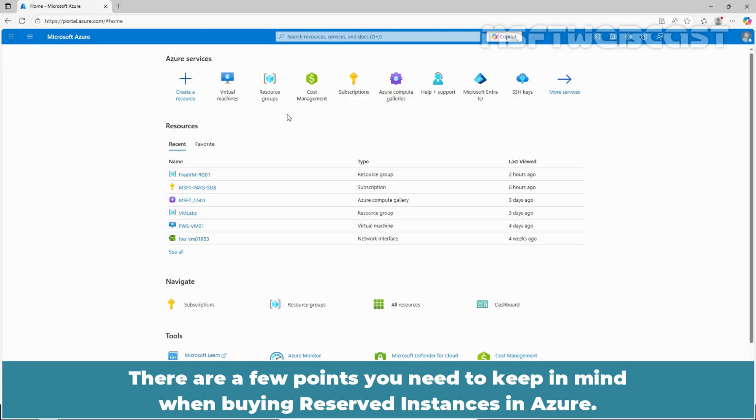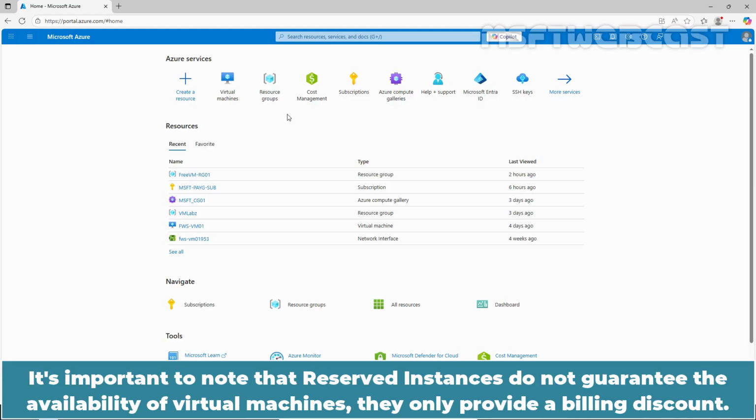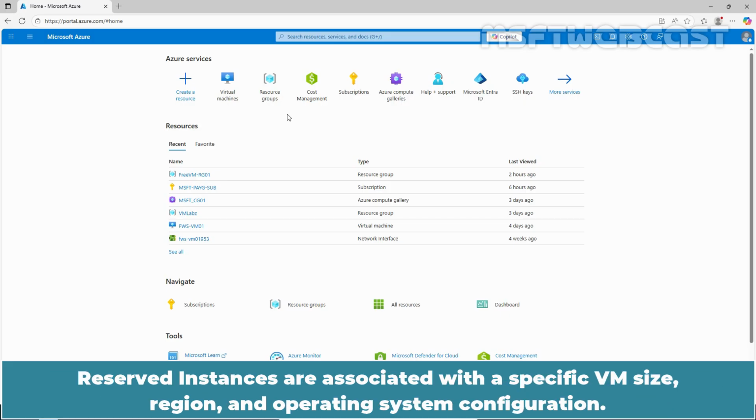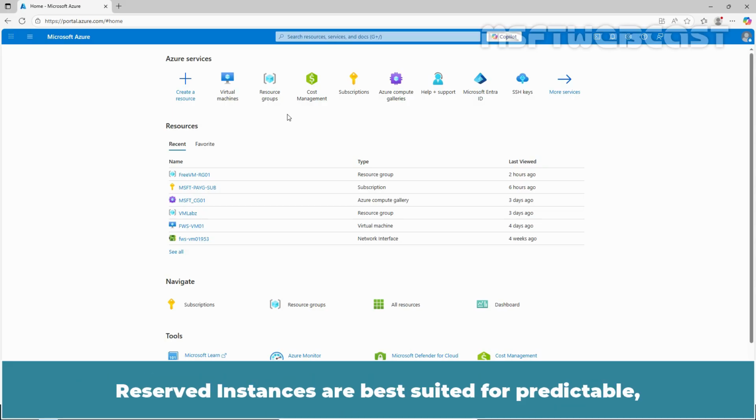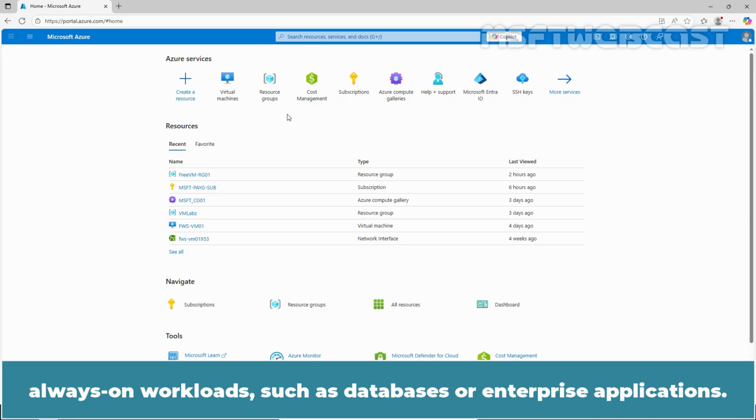There are a few points you need to keep in mind when buying reserved instances in Azure. It's important to note that reserved instances do not guarantee the availability of virtual machines, they only provide a billing discount. Reserved instances are associated with a specific VM size, region, and operating system configuration. Reserved instances are best suited for predictable, always-on workloads such as databases or enterprise applications.